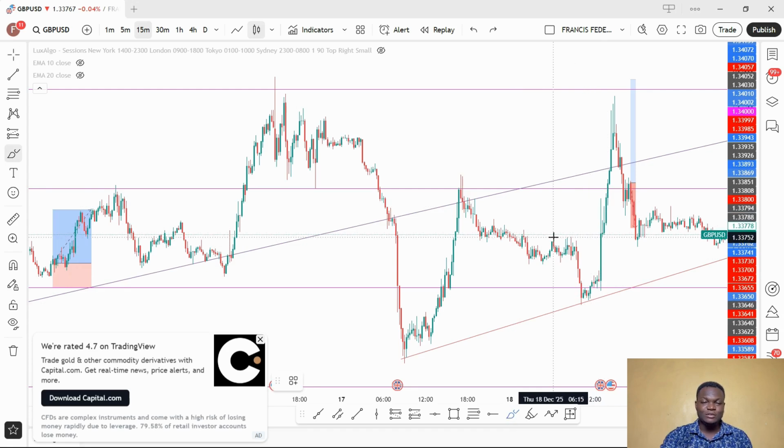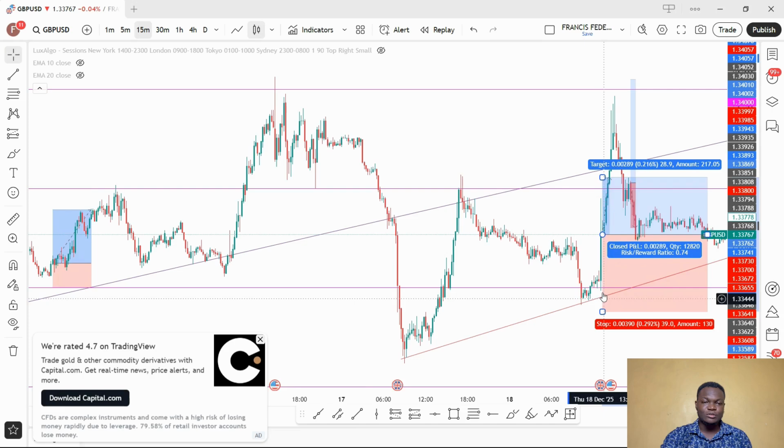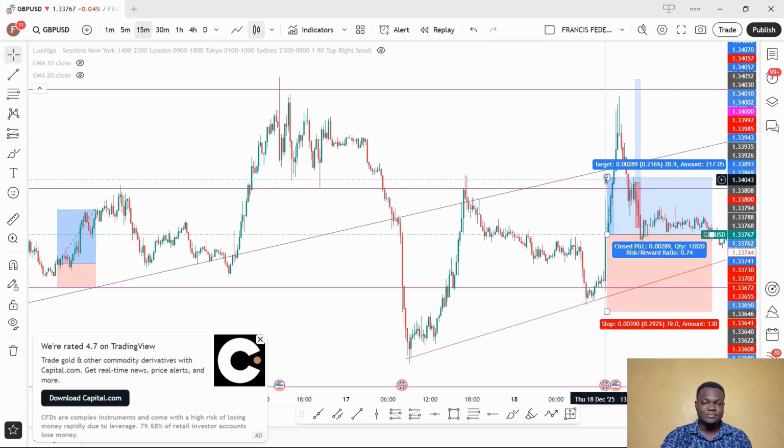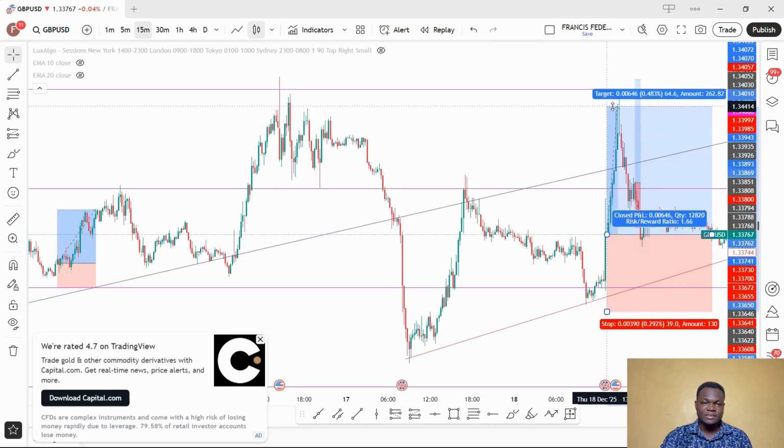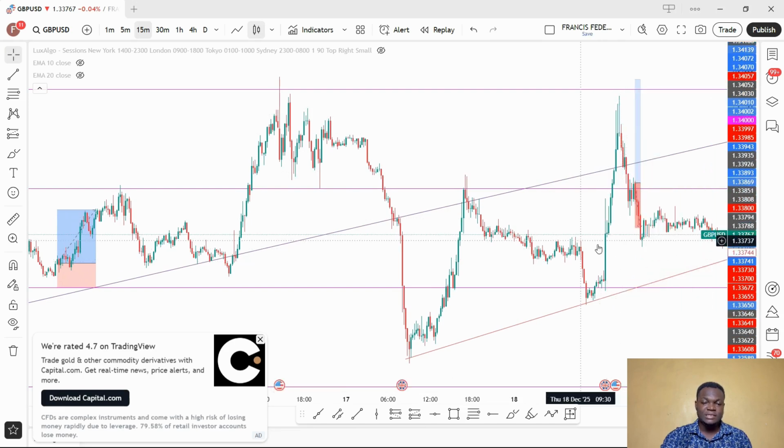of which obviously I'm not going to take an entry from somewhere around here with this kind of large stop loss. With a stop loss that would have been as large as something like this, I'm not going to take a trade with something like that. Understand? So that's why I did not take that trade there.